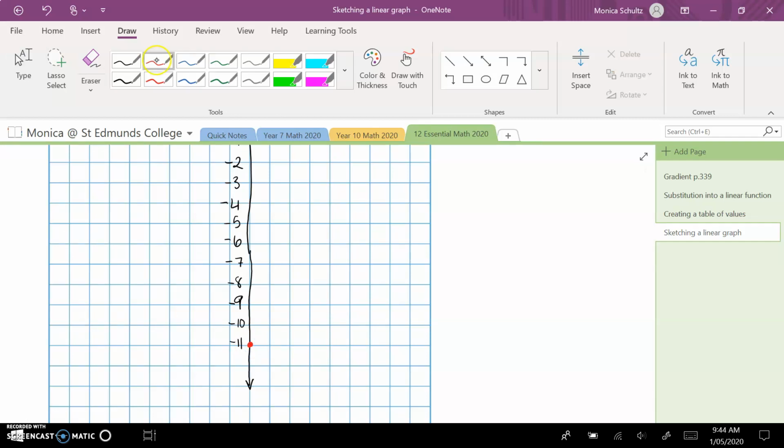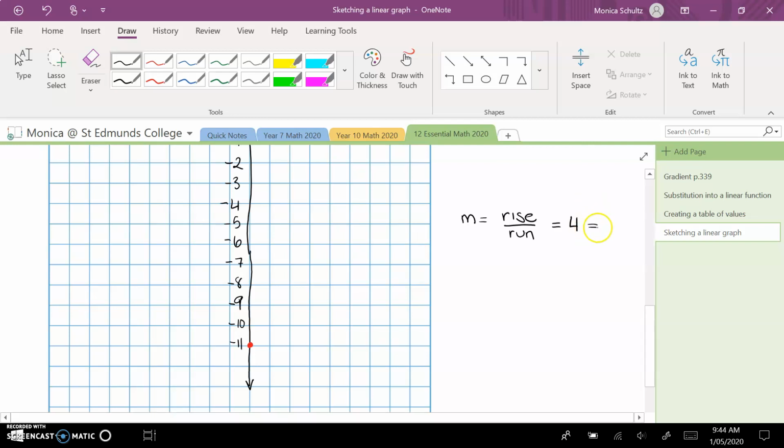And then I'm going to use what I know about my gradient, or my rise over run, to figure out where the second point would be, so I can start to draw in a line. So if my m is equal to rise over run is equal to 4, a whole number, any whole number, is the same as writing that whole number over 1. So I can write 4 over 1.